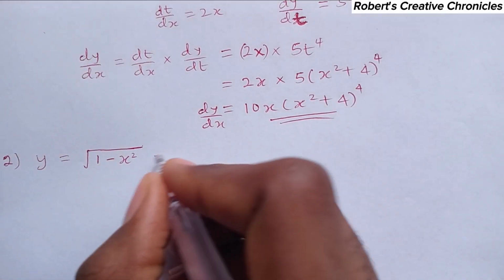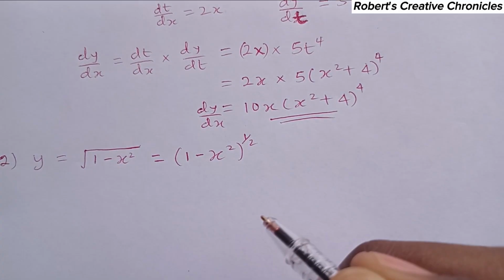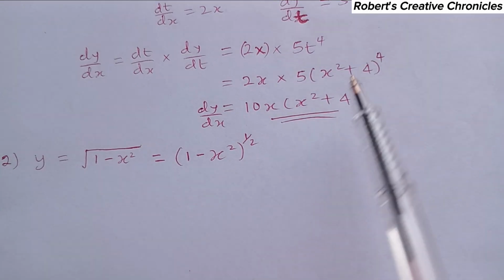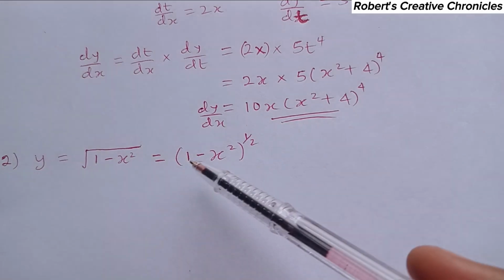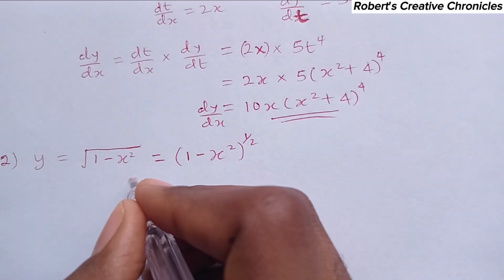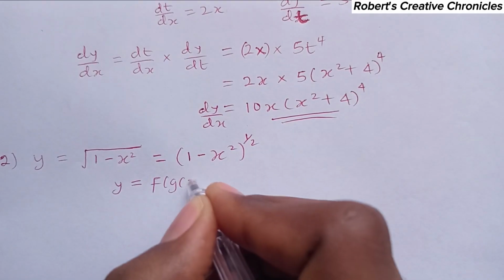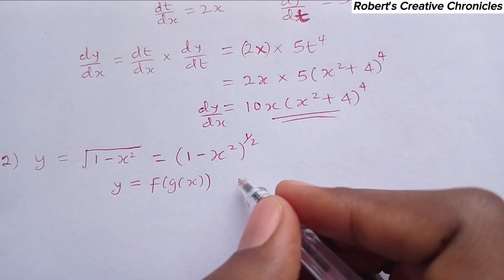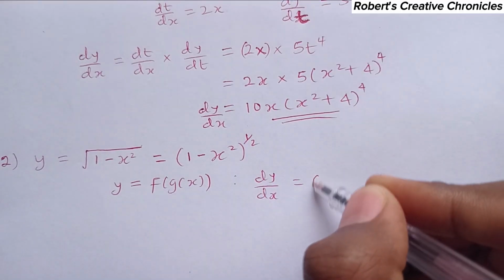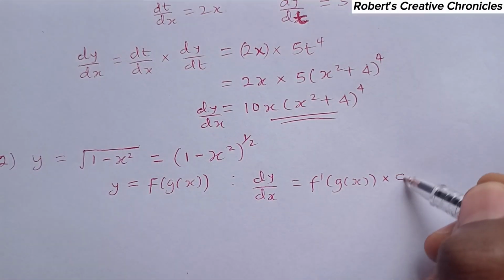So here's the second one. This also can be expressed in terms of 1 minus x squared raised to the power of half. In the first one, I used the longer method of solving it. In this one, I'm going to use the shorter method, so you also become conversant with that method. Now you know that this is the method: if y is equal to f of g of x, then dy over dx will be equal to f prime of g of x multiplied by g prime of x.